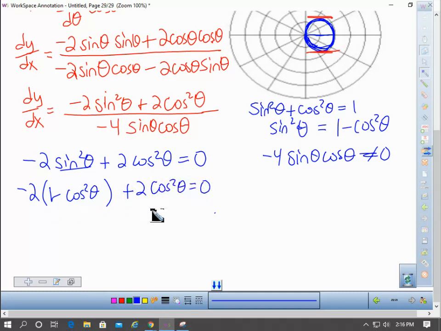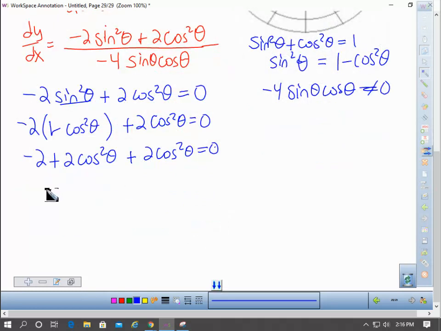So now my equation's only in cosines, and I'm going to be able to solve. All right, so let's take a look here. I've got negative 2 plus 2 cosine squared plus 2 cosine squared theta equals 0. Just still plugging away. So negative 2, this will give me 4 cosine squared thetas.